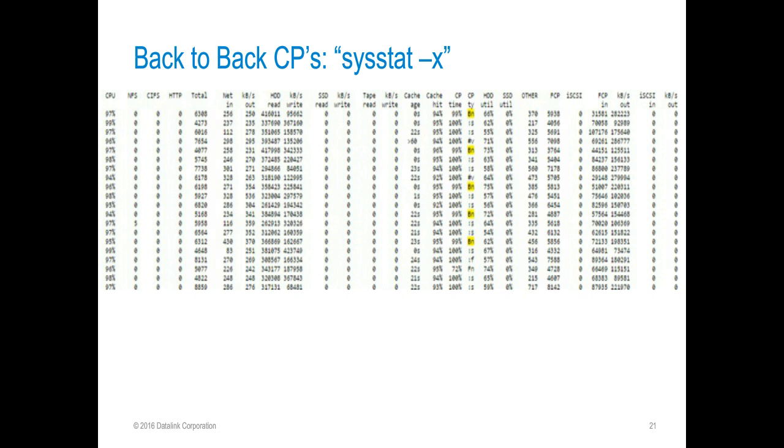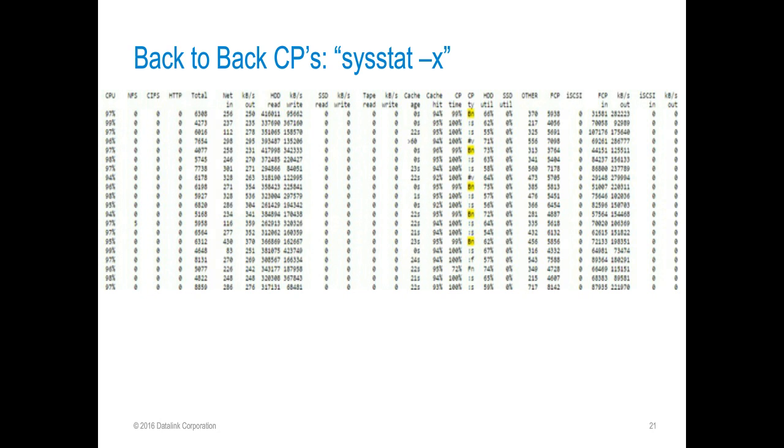Here in the Sysstat -x, you can see I've highlighted some CP types of B, which means back-to-back CPs. This Sysstat output would be a good indicator that you're having a write issue, and you would probably be seeing high write latency. This could be caused by either disk issues, which we could find from Statit, or CPU issues, which we could find by looking in Sysstat -m.